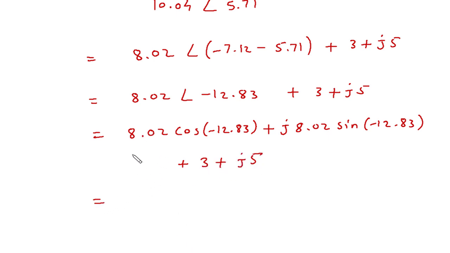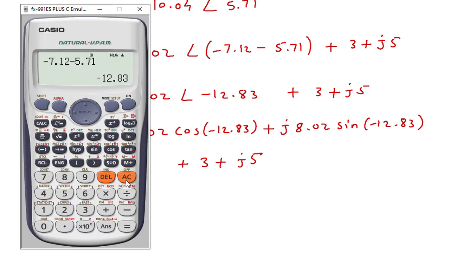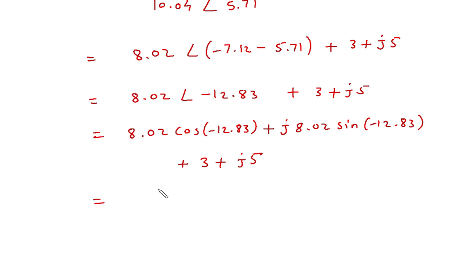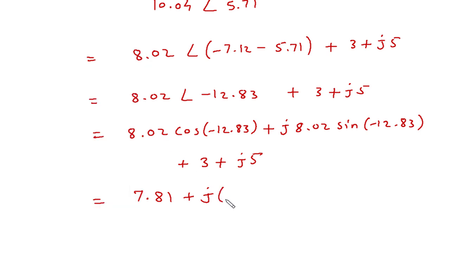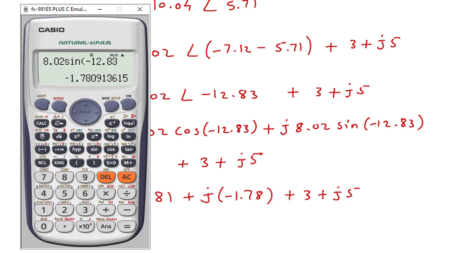So it will be 8.02 cos minus 12.83. It is 7.81. 7.81 plus j, now this will be sin, in place of cos it will be sin. It is minus 1.78, plus 3 plus j5.